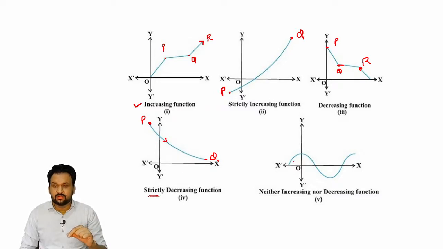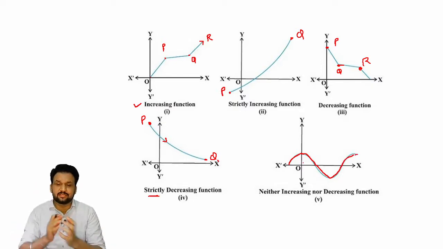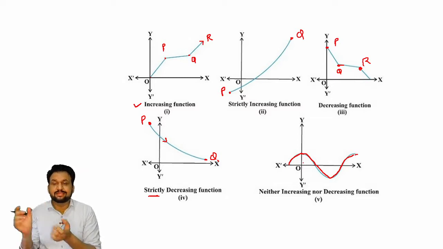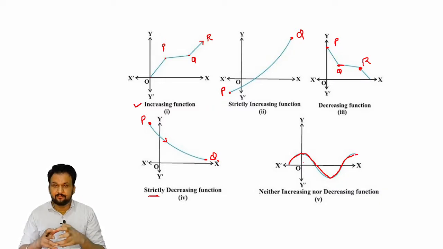But somewhere you get a function that is sometimes increasing and then sometimes decreasing, and up to here it starts to increase, then starts to decrease. It means somewhere it is increasing, somewhere it is decreasing. So these kinds of functions are known as neither increasing nor decreasing functions. And now the question is which methodology we are going to use in order to find out increasing and decreasing functions.